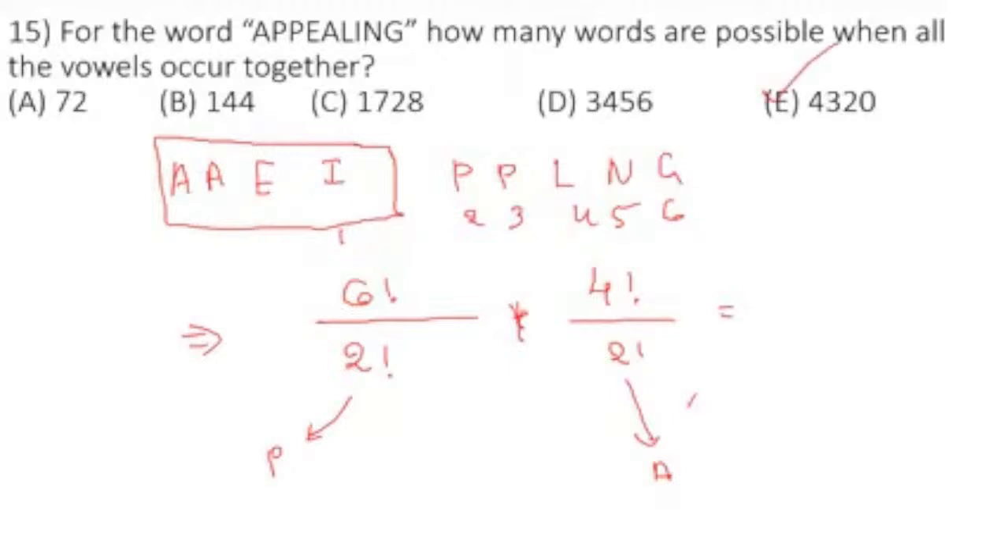So the answer is 4320. Otherwise I can go further: 360 into, how much is the value? 12. So 36, 72, 2 zeros. So the final answer is 4320.